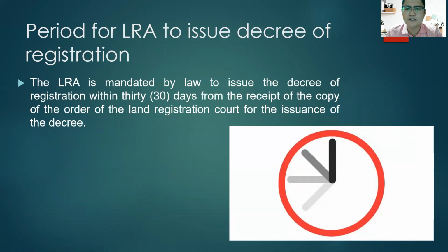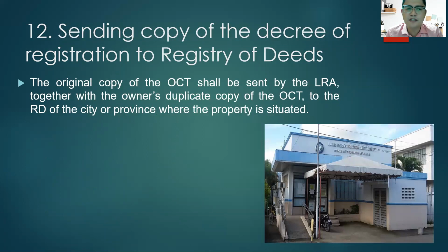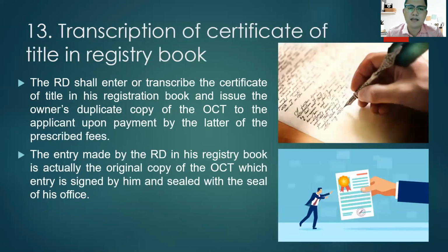Period of LRA to issue this decree of registration. The LRA is mandated by law to issue the decree of registration within 30 days from the receipt of the copy of the order of land registration court for the issuance of the decree. Sending the copy of the decree of registration to the registry of deeds. The original copy of the OCT shall be sent by the LRA together with the owner's duplicate copy of the OCT to the registry of deeds of the city or province where the property is situated.